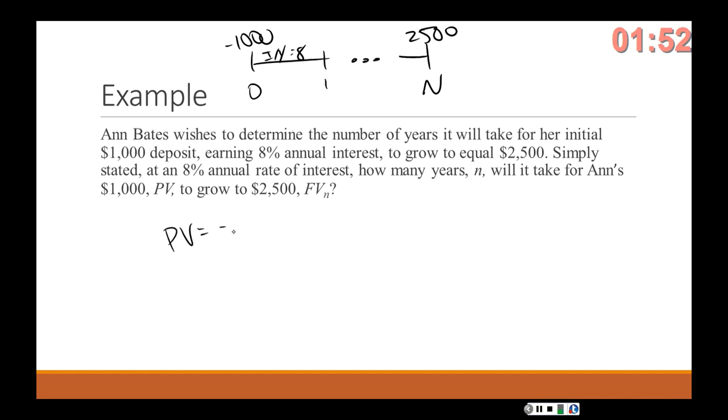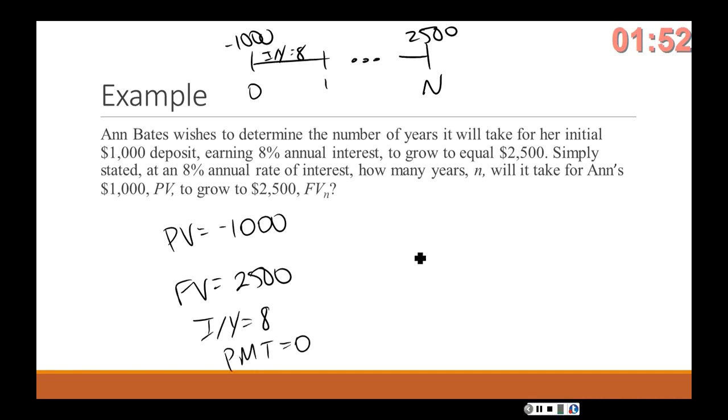So the present value is a negative 1,000. We don't know N. The future value is 2,500, and the interest rate is 8. The payment is 0. So we need to solve for N.